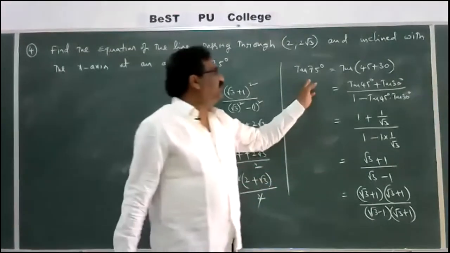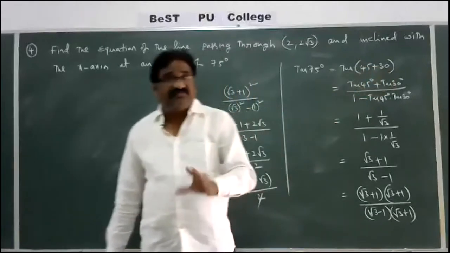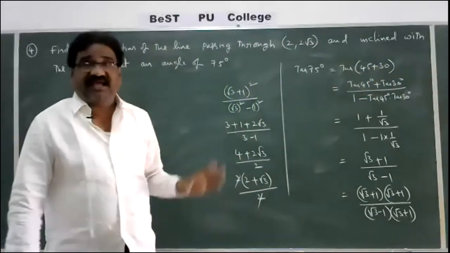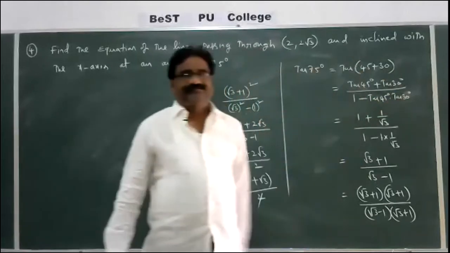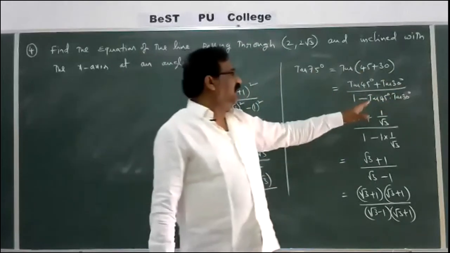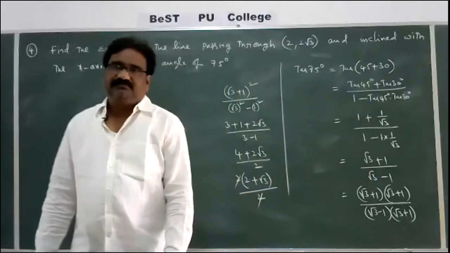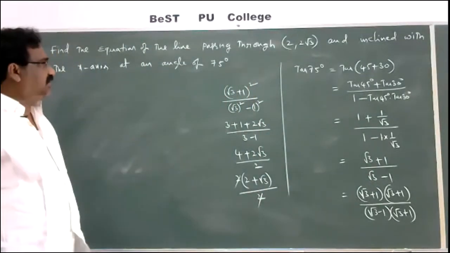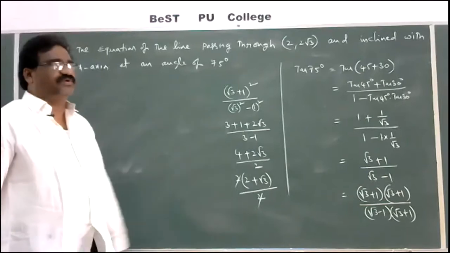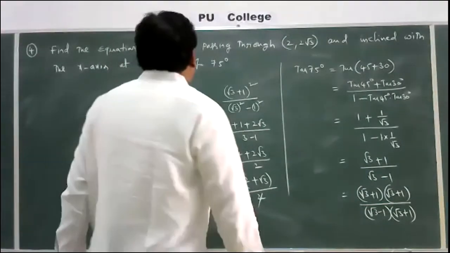Here, using tan 75 is 45 plus 30, tan of a plus b. I think you know that formula: tan of a plus b is tan a plus tan b by 1 minus tan a tan b. Using that formula, substituting the values and simplifying, then rationalizing the denominator, you get 2 plus root 3. That is, tan 75 degrees is 2 plus root 3.